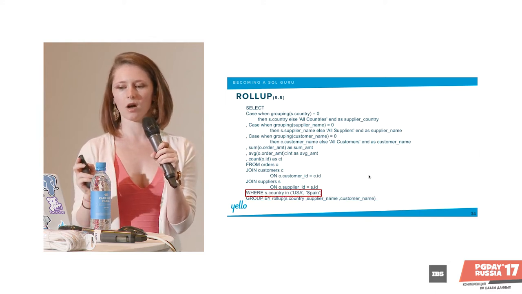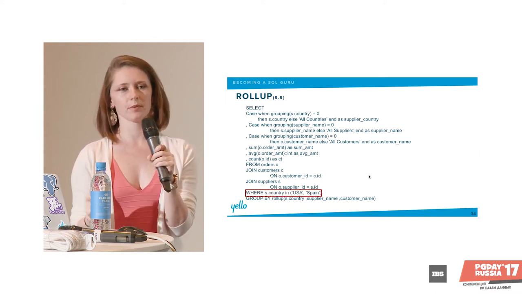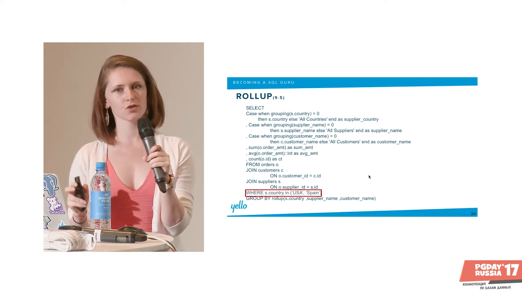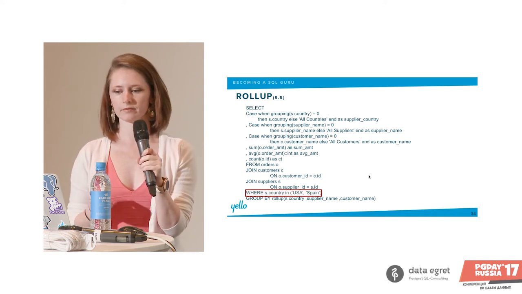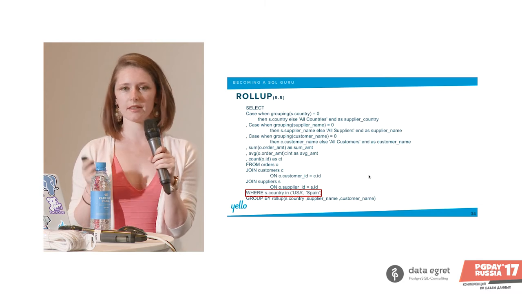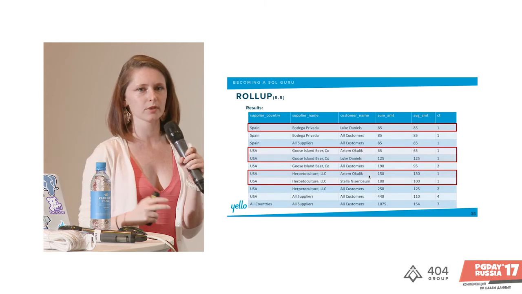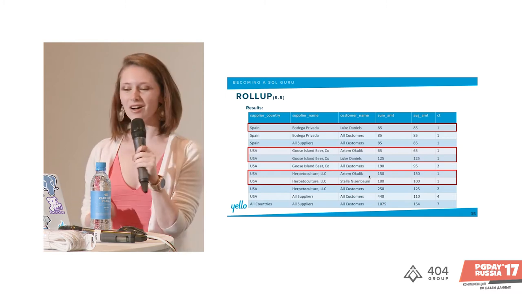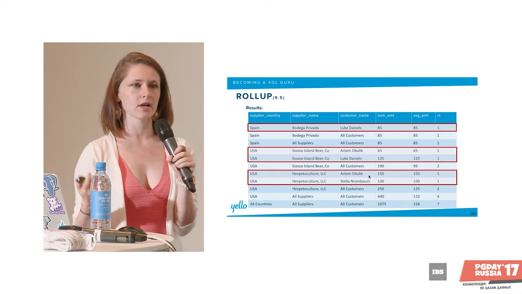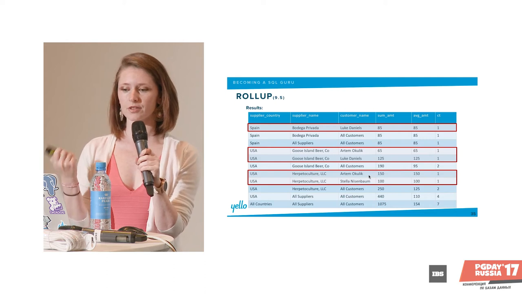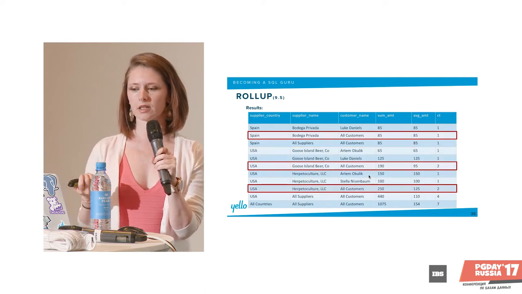And then I want one that just goes by country and supplier, then just by country, and then across the entire set. And in this case, I'm also putting a filter because I don't want too many rows in my output because I don't have enough space. So in this case, I'm limiting it to the US and Spain countries for our suppliers. So now we get something like this.